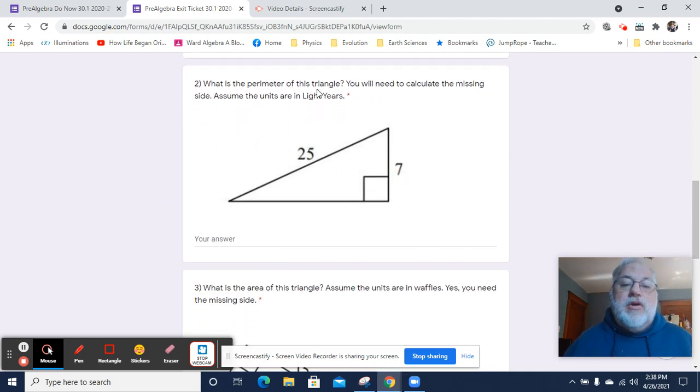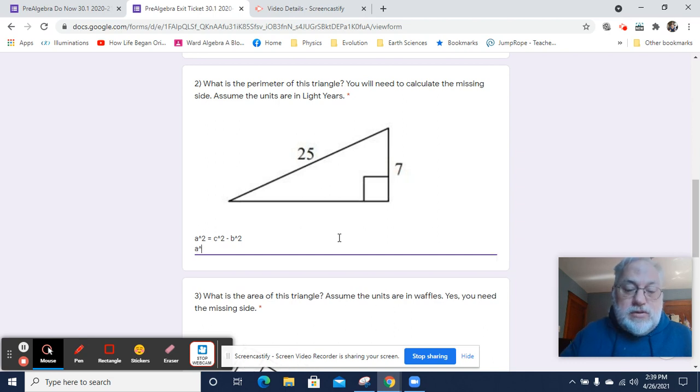All right, what's the perimeter of this triangle? This is going to be the length around. We've got this side and this side, but we don't have this side. Well, this side is an A or a B, and this is a C. So let's set this up. You know that A squared plus B squared equals C squared, but A squared would equal C squared minus B squared as well. So we can just set that up. A squared is going to equal 25 squared minus 7 squared.